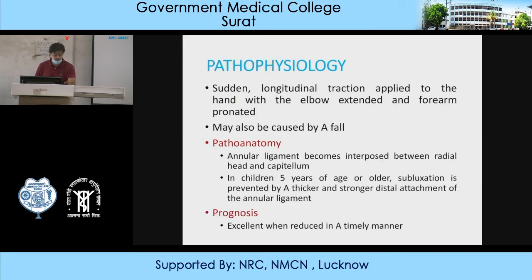In the pathology part, sudden longitudinal traction applied to the hand with the elbow extended and the forearm pronated will lead to annular ligament subluxation. It may also be caused by a history of fall. In this, the annular ligament becomes interposed between the radial head and the capitulum. In children 5 years of age or older, subluxation is prevented by a thicker and stronger distal attachment of the annular ligament. If you see the prognosis, an excellent prognosis is there when reduced in a timely manner.